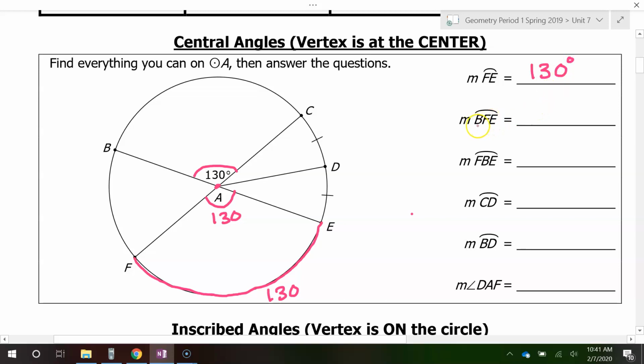Next, we need to find the measure of arc BFE. Okay, BFE. All right, well, that's kind of overlapping, so I'm going to use a highlighter. BFE is all of this yellow right here. Hopefully you're noticing that segment BE is a diameter, which makes the yellow arc a semicircle. So we know that arc BFE is going to be 180 degrees.